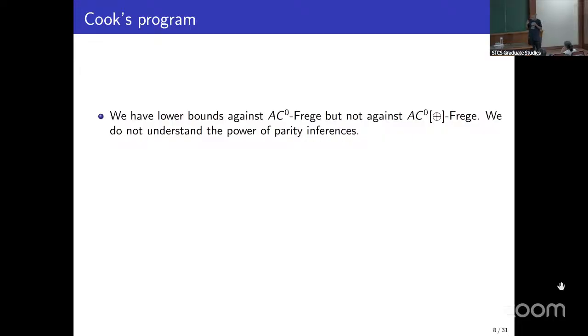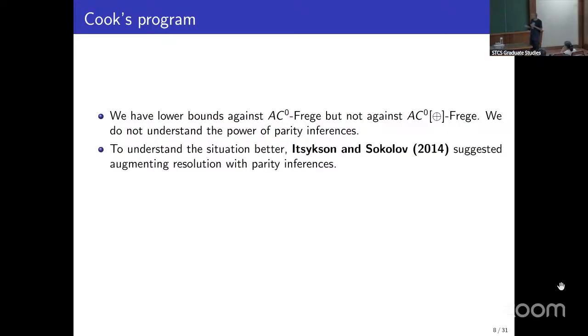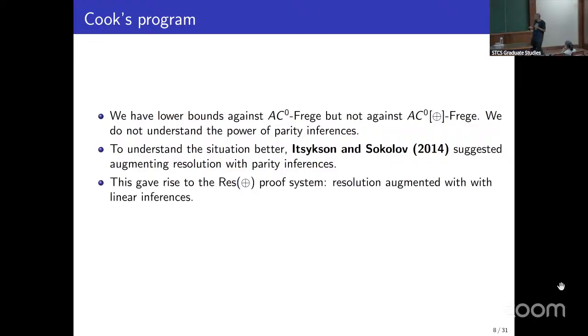So as soon as you add the power of parity inferences to AC0 Frege, we don't have lower bounds anymore. To understand the situation better, Itsykson and Sokolov suggested the following: instead, let's try to augment resolution with the power of parity inferences, and try to prove lower bounds against this proof system. This gave rise to the proof system known as ResLin, where you essentially augment resolution with parity inferences.